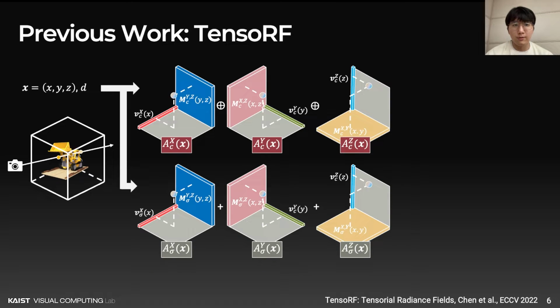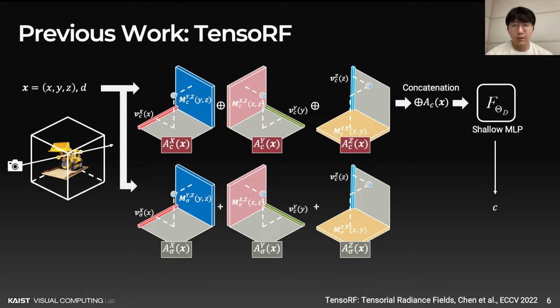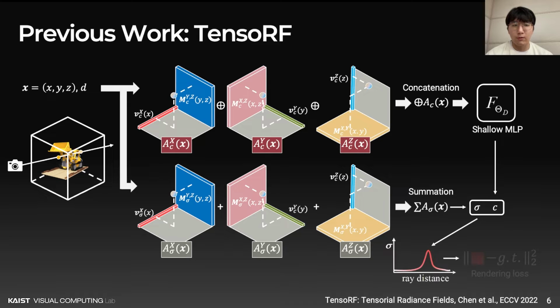TensoRF decomposes spatially embedded neural features into line vectors and planes. For color estimation, the method concatenates the extracted features and feeds them to a shallow MLP. TensoRF leverages all the features to estimate the density and trains the model by photometric loss between the rendered images and ground truth images.